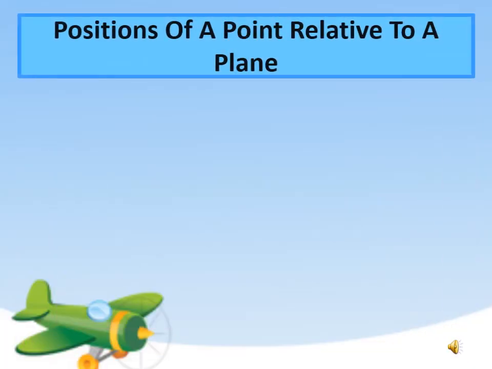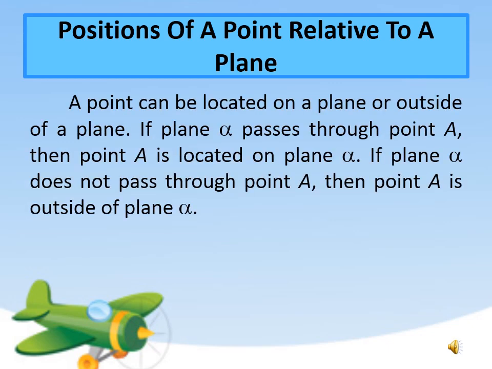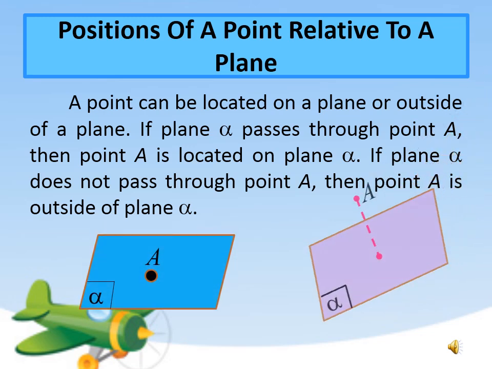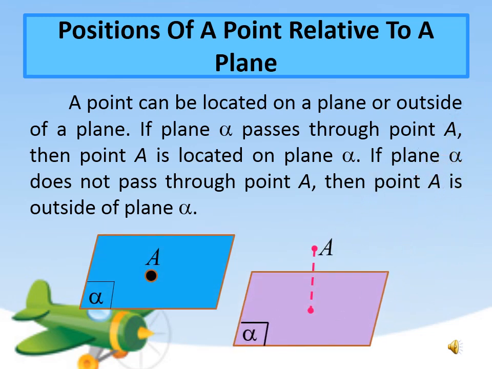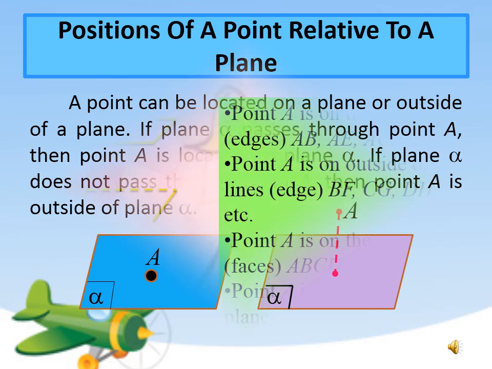Position of a point relative to a plane. A point can be located on a plane or outside of a plane. If plane alpha passes through point A, then point A is located on plane alpha. If plane alpha does not pass through point A, then point A is outside of plane alpha.